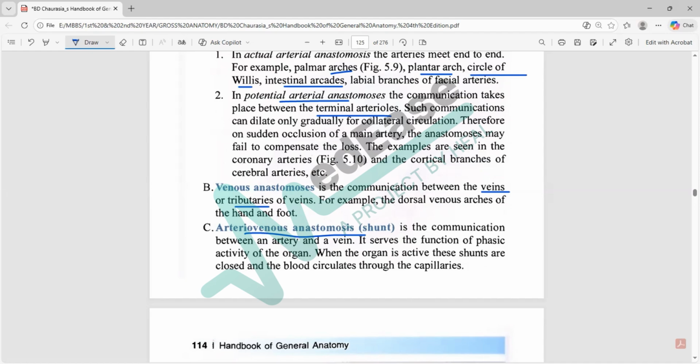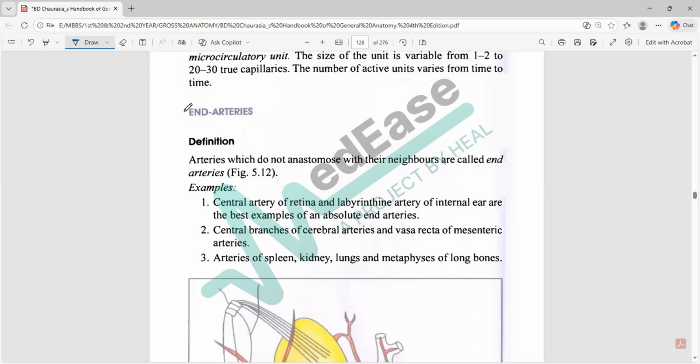Now let's move on to the terminal end arteries. What are the end arteries? The term end arteries means those terminal branches of the arteries which do not anastomose with any other neighbors. These are especially vulnerable to organ damage if they are blocked or hemorrhaged. Examples include the central artery of the retina, the central branches of the cerebral arteries, and the arteries of the spleen, kidney, and lungs. These are the common main branches mainly.